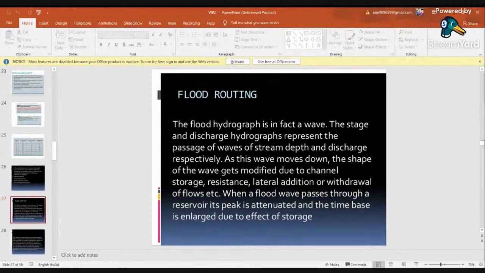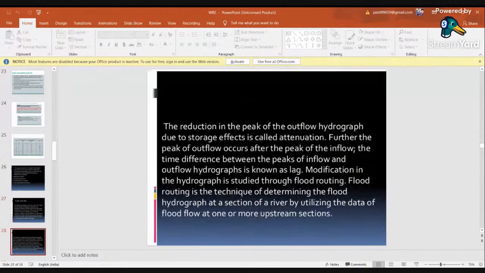So basically in flood routing, what we do is reduce the peak of the hydrograph. What does that mean? It is termed as the attenuation of the peak flow. The reduction in the peak flow of the hydrograph is nothing but the attenuation.